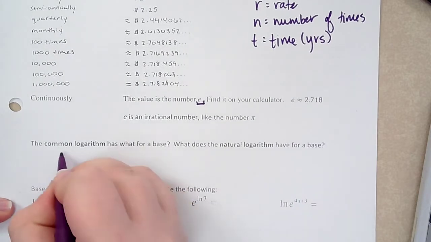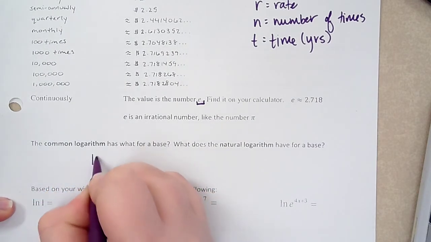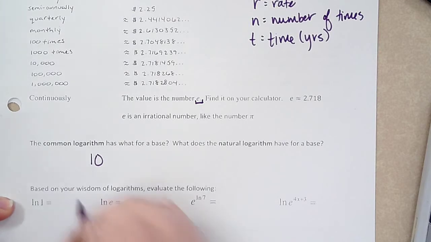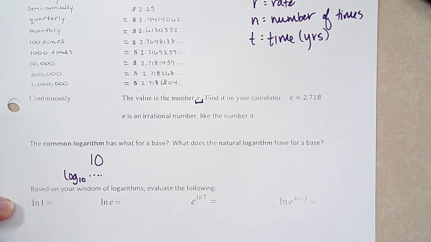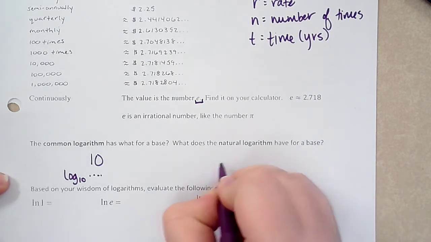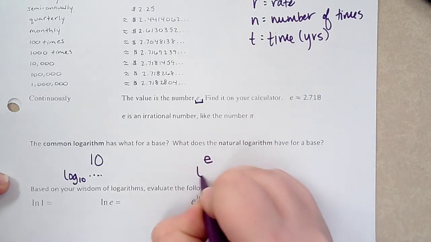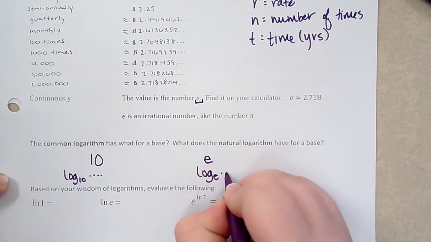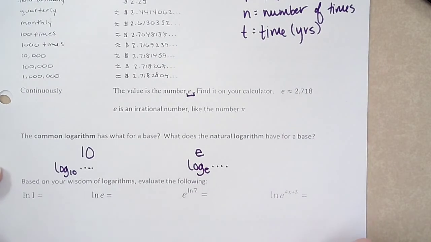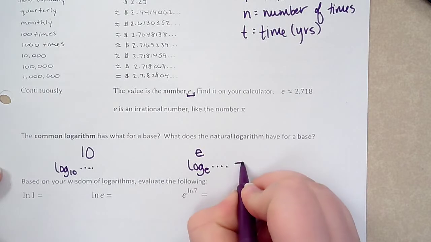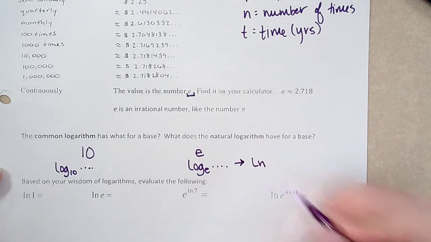So a quick little review, the common logarithm has a 10 for a base. We work with log base 10 of whatever number we want to put in our parentheses. Something called a natural logarithm has e for a base, so log base e of whatever you want to put in. However, you're very rarely going to see a natural logarithm written like this. More often than not, you're going to see it written as ln, the natural log.